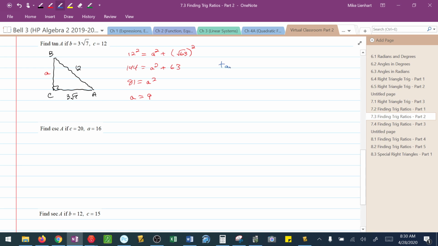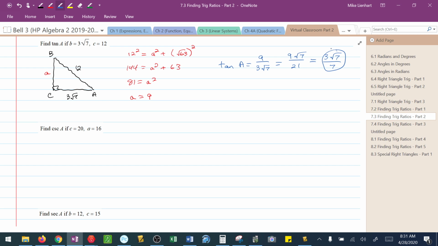The tangent of A would be opposite 9 over hypotenuse 3 radical 7. I'm going to go ahead and rationalize, which would be 9 radical 7 over 21. And I know that 9 and 21 can simplify. They're both divisible by 3, so this would be 3 radical 7 over 7. Yes, I'm expected to always simplify and rationalize my fractions.